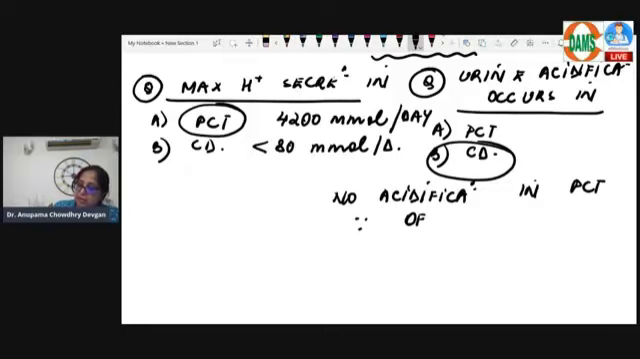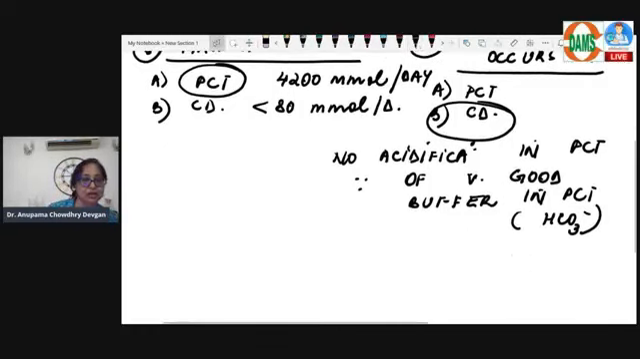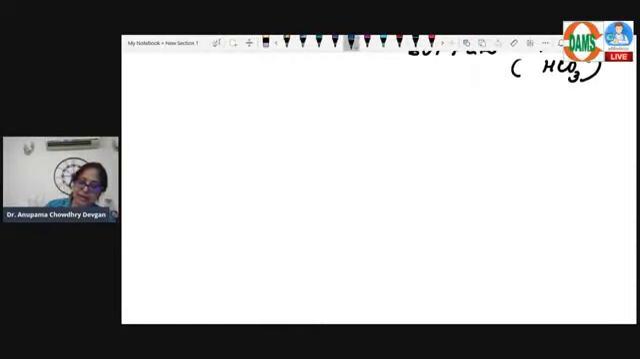No acidification in the PCT because of a very good buffer in the PCT, which is bicarbonate. Acidification is going to be in the collecting duct. That means the 4,200 millimoles of H plus secreted per day does not cause acidification. The less than 80 millimoles secreted in the collecting duct will cause acidification. Now let's see what happens in the PCT.